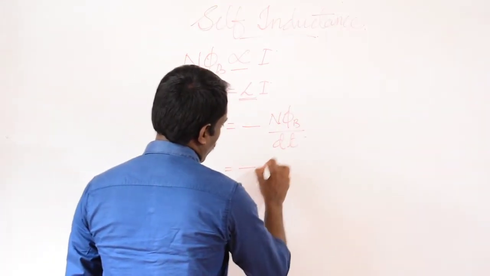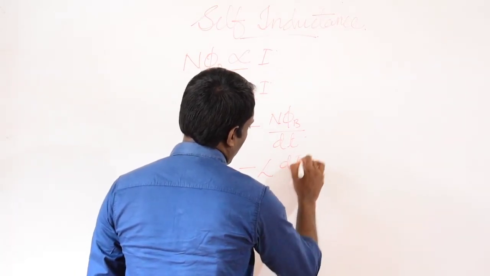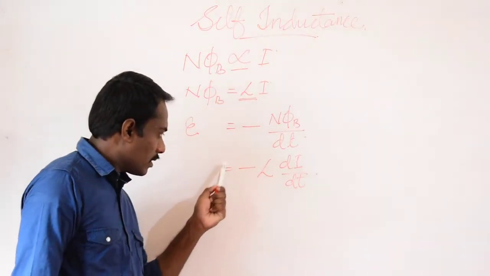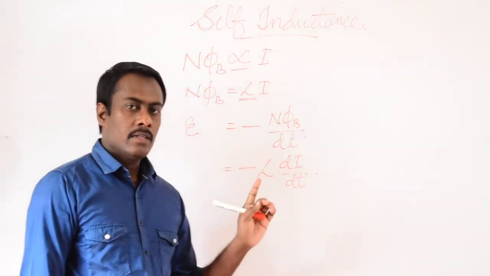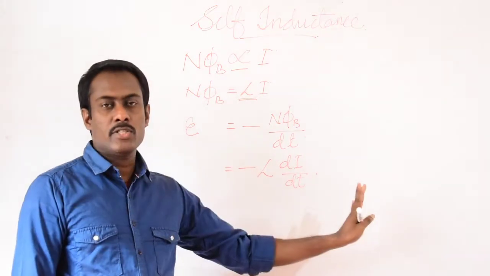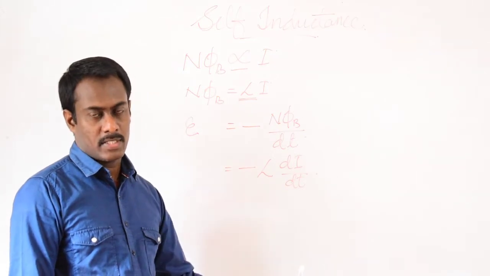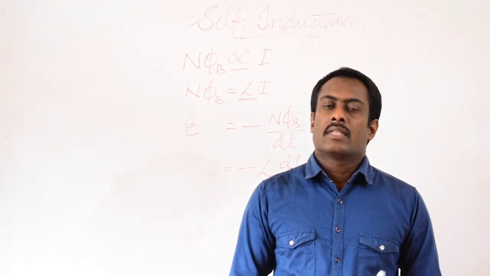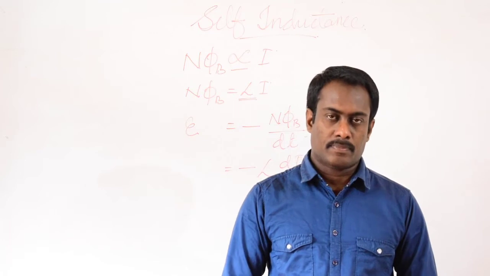That is equal to minus L into di divided by dt. The negative sign indicates that the self-inductance opposes any change in the flow of current, whether it is an increase or a decrease. And it is possible to calculate the self-inductance in circuits of simple geometries.